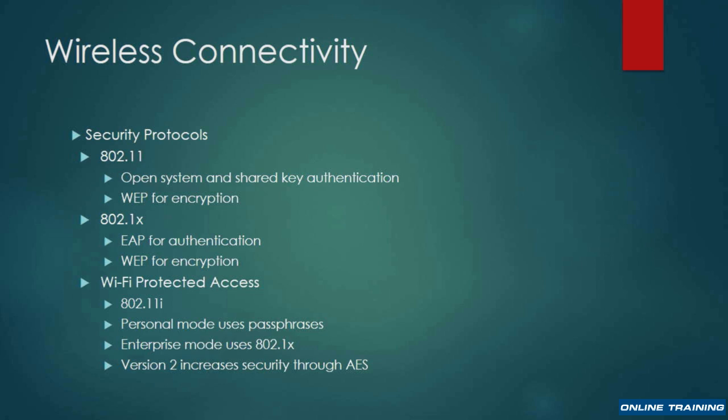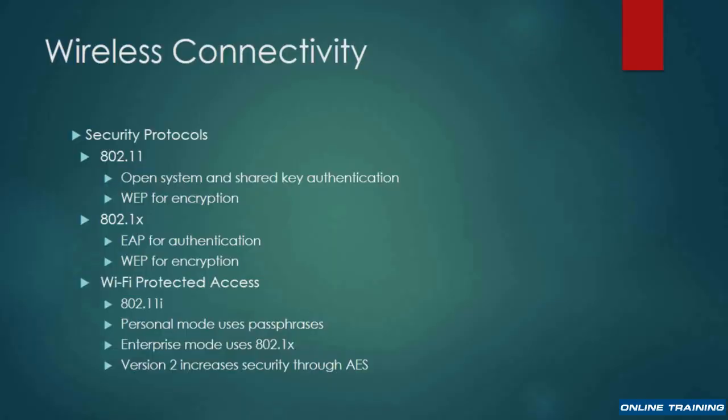802.11 is technically an open system, or can be, or can use shared key authentication. And it uses WEP for encryption. WEP is Wired Equivalent Privacy. That is the original wireless security protocol, much older. It is very much insecure. It is fairly easy with the right software to crack WEP keys in a matter of minutes. Many security professionals will tell you that it is essentially no good, not much better than having nothing at all.